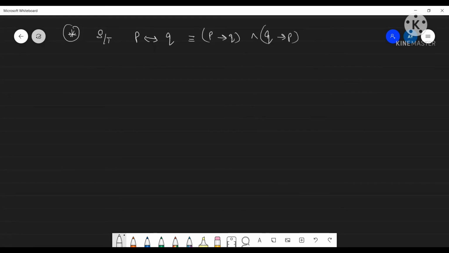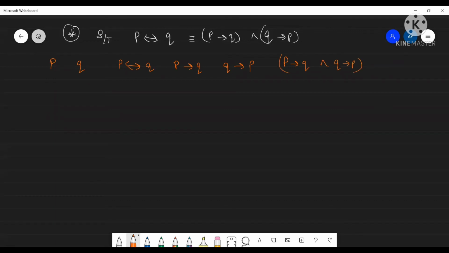So if we directly write the columns, what will be the columns? You don't have to take negation here because there is no negation P or negation Q in the question. So what are the columns that you are going to take? P, Q. The first one will be P biconditional Q. And the next ones will be P implies Q and Q implies P.